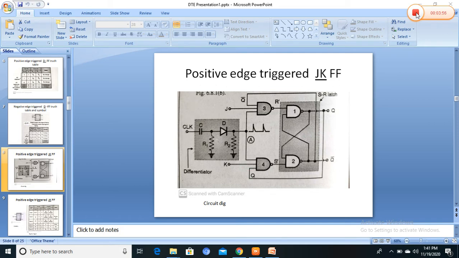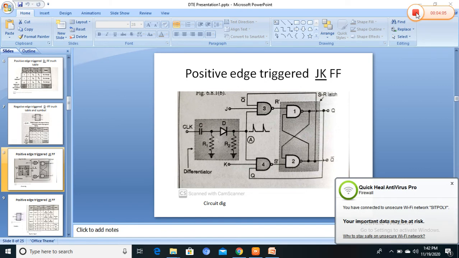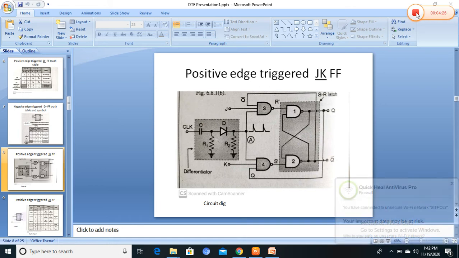Next condition, when the clock is positive going, J is equal to 1 and K is equal to 0. In that condition, S dash becomes 1 and R dash becomes 0, then Q is equal to 1 and Q bar is equal to 0, so the flip-flop is in the set condition. If Q and Q bar are already 1 and 0, there is no change in the output state.